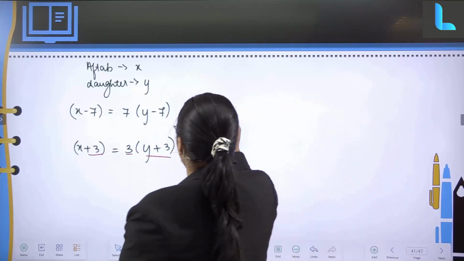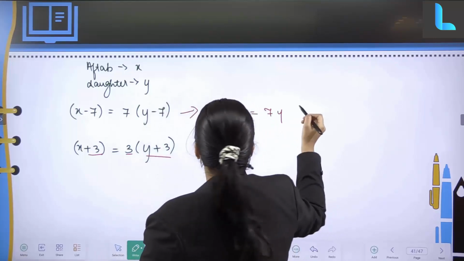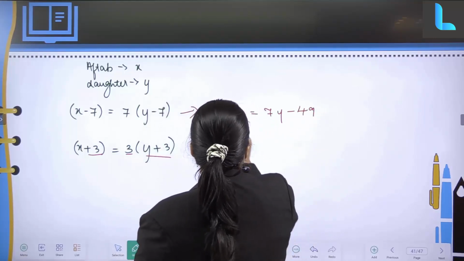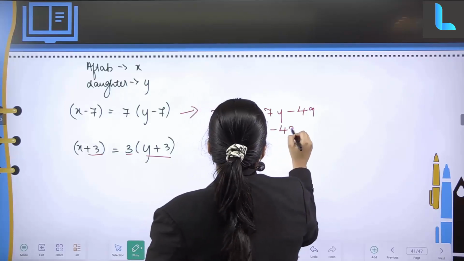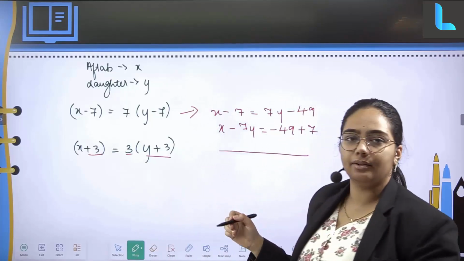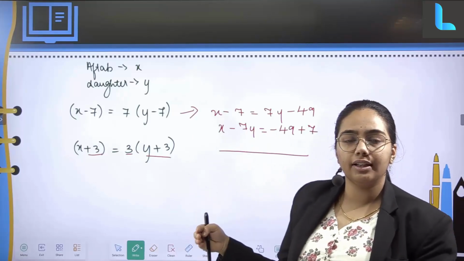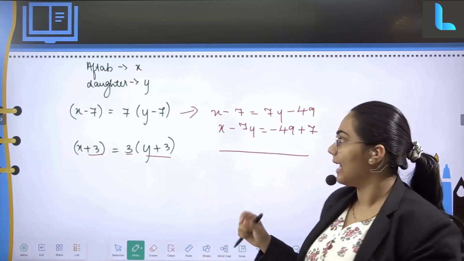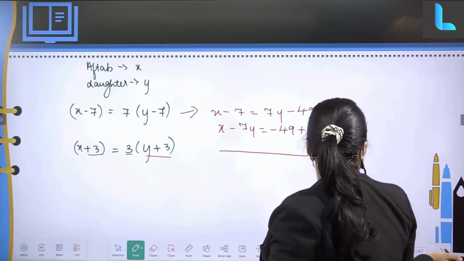For example, x minus 7 is equal to 7y minus 49. Right. So now x minus 7y is equal to minus 49 plus 7. So when you solve this, you'll get one equation. Similarly, when you solve both the equations, you will get the answer, and that is what you have to solve. Right.